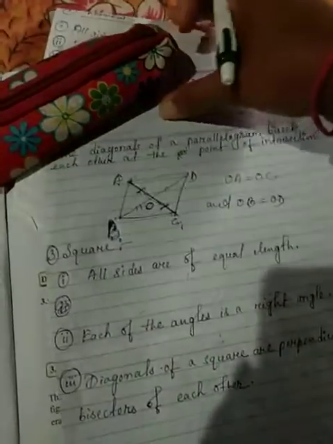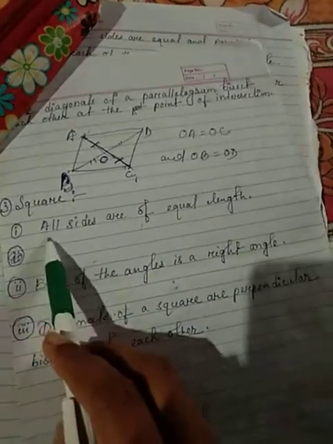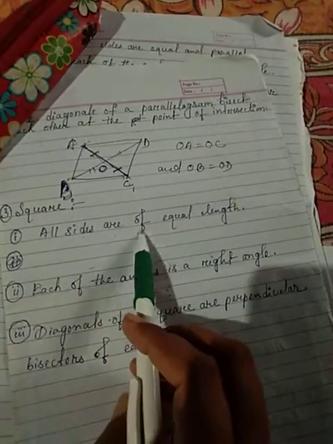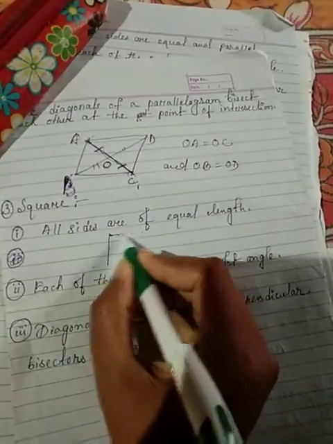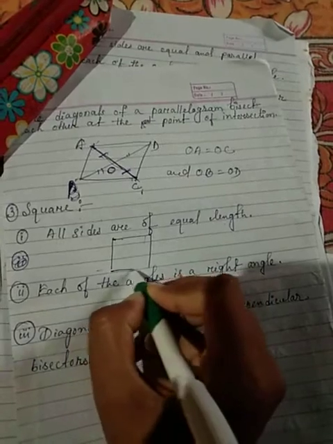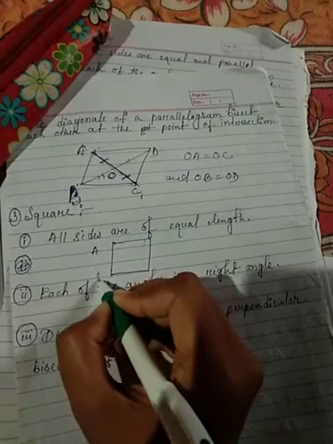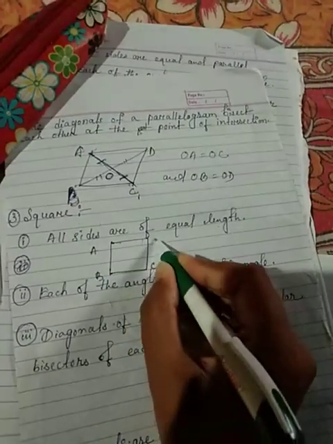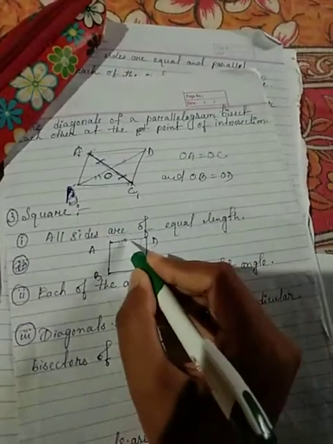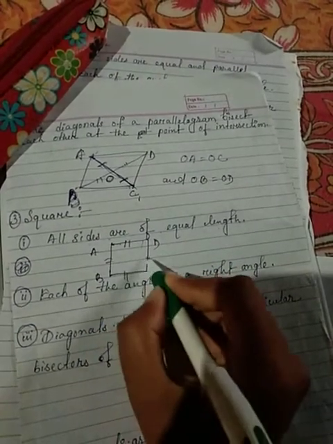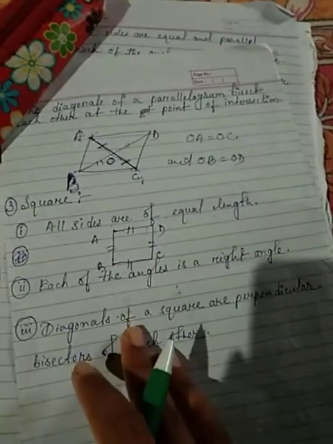Now our next quadrilateral is the square. See, in a square, all sides are of equal length. So this is the diagram of a square, A, B, C, D. All sides are of equal length. That means this side, this side, this side, this side, all the sides of a square are equal.